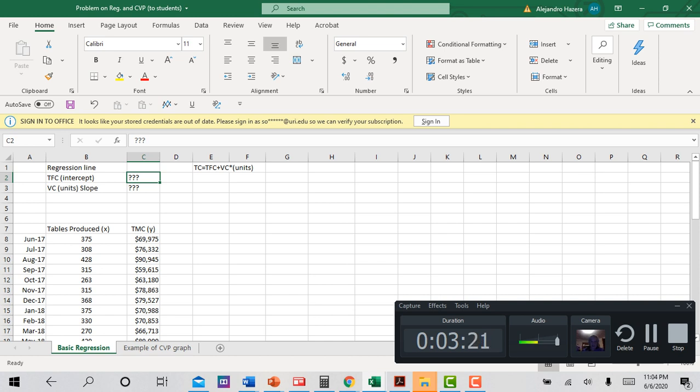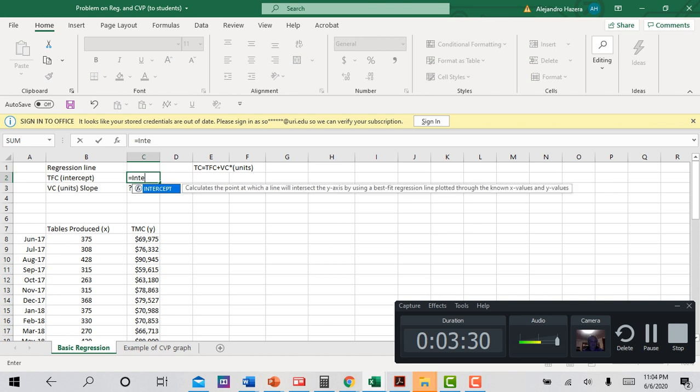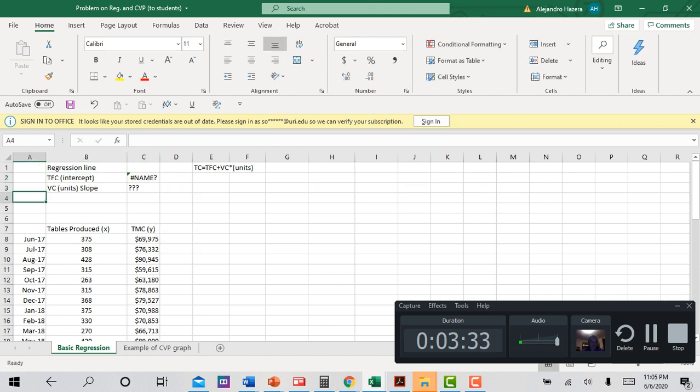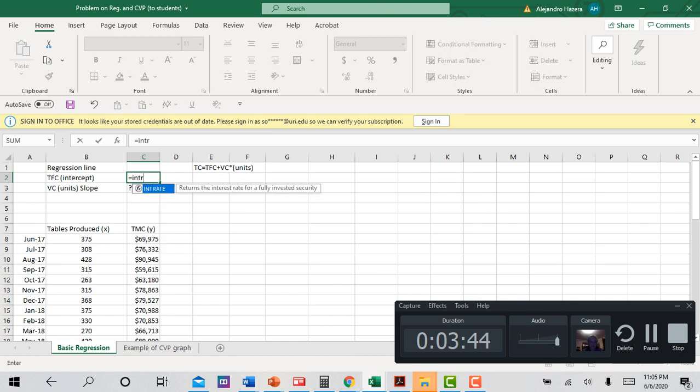Okay, so if you recall, the way to get the intercept of the line, where it crosses the cost axis, is we use the function intercept. And by the way, we're going to be using this data right here. So we're just going to use the function intercept, and go ahead and click on that.